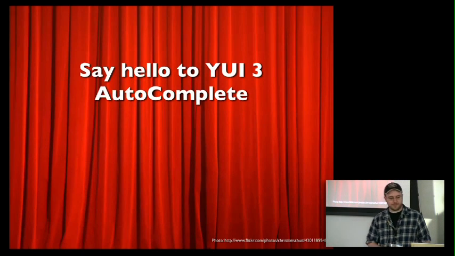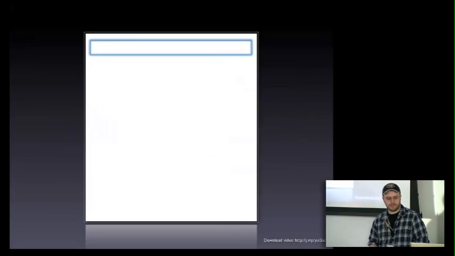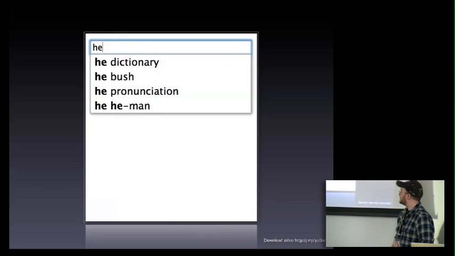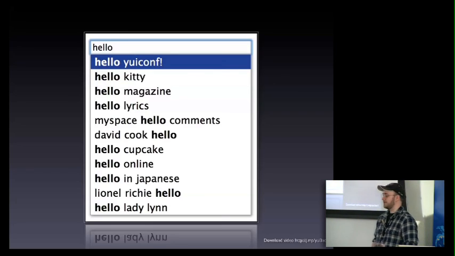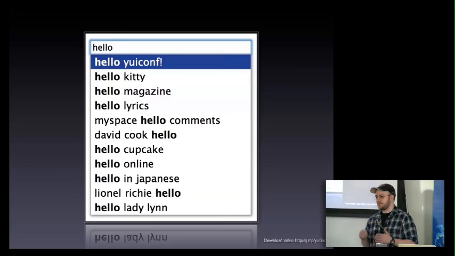So I'd like to introduce you to YUI 3 autocomplete. That's what it looks like. Nothing super exciting. This is something we've all seen. But there's a lot of stuff going on under the hood. And there's a really solid modular foundation under this that's making this simple list widget possible and that you can use to implement things far beyond just this list widget.